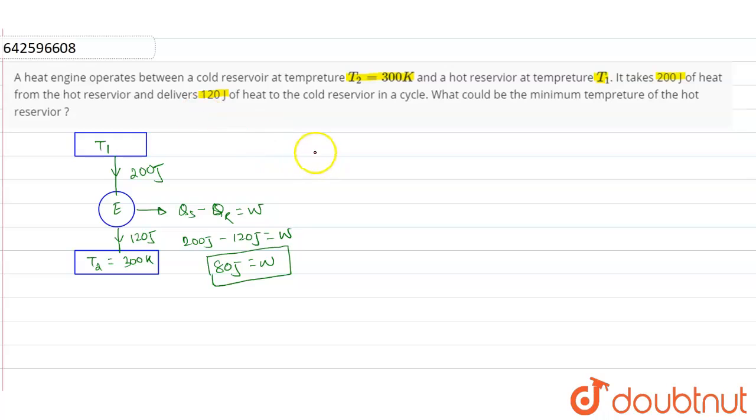Now if you want to calculate the efficiency of the engine, it is given as work done divided by the heat supplied to the engine. So the work done by the engine is 80 joules and the heat supplied to the engine is 200 joules, from where we get 0.4 as its efficiency.